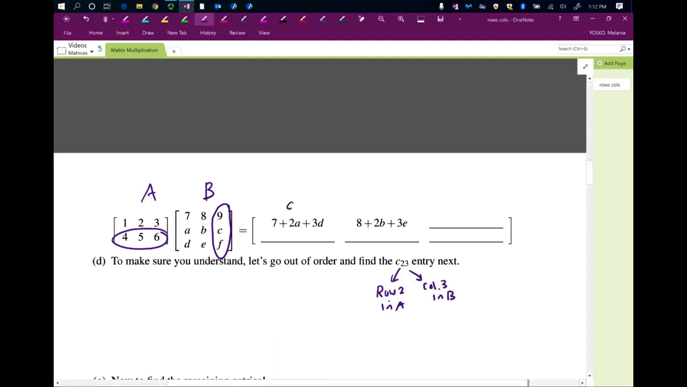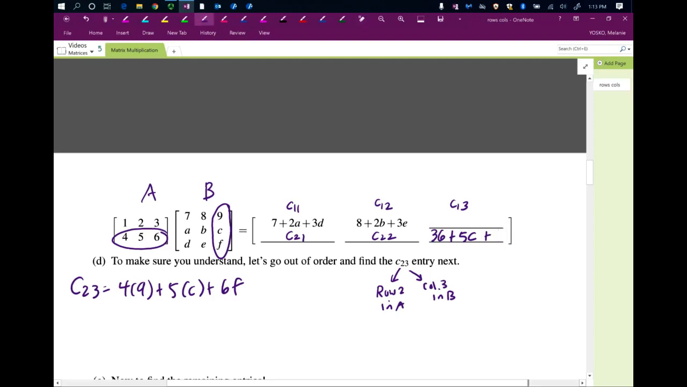And I'm going to go ahead and label this. This was C11. This is still row 1. Now it's column 2. This is row 1, column 3. This entry right here is row 2, column 1, row 2, column 2, row 2, column 3. So we're going to be filling in this guy, C23. And that is what? 4 times 9 plus 5 times C plus 6 times F. Okay, so I'm going to put that right here. 9 times 4 is 36 plus 5C plus 6F.